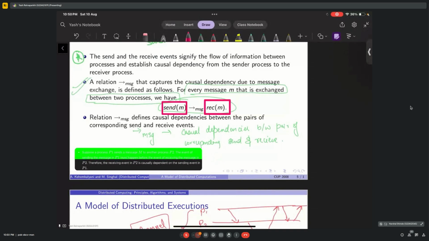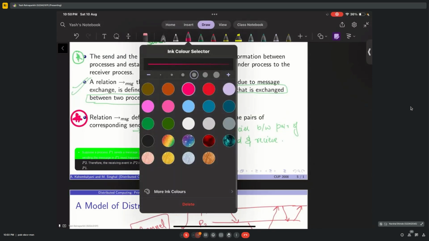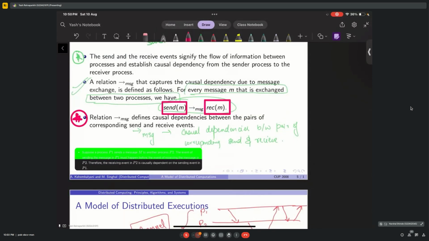So this says the causal dependencies between the pair of corresponding send and receive are explained as follows. And this is what is written in this particular slide. Okay, understood this point, or is there any doubt in this? That is, process A is sending a message to process B, so the send of A will come first, and then the receive at B, because first the send happens, then the receive happens.